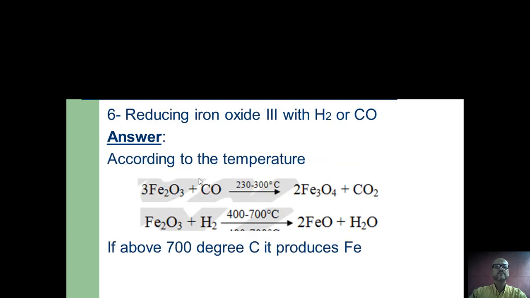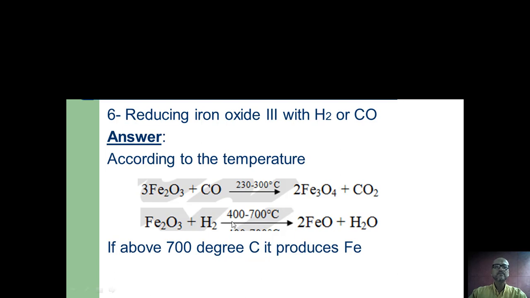Another point, what happens when also heating or reducing iron oxide 3 with hydrogen or carbon monoxide. Both of them are used as reducing agents. So what will happen according to the temperature? We have here 2 states. The first of them is if you heat between 230 and 300, you will get Fe3O4, magnetite, plus carbon dioxide gas.